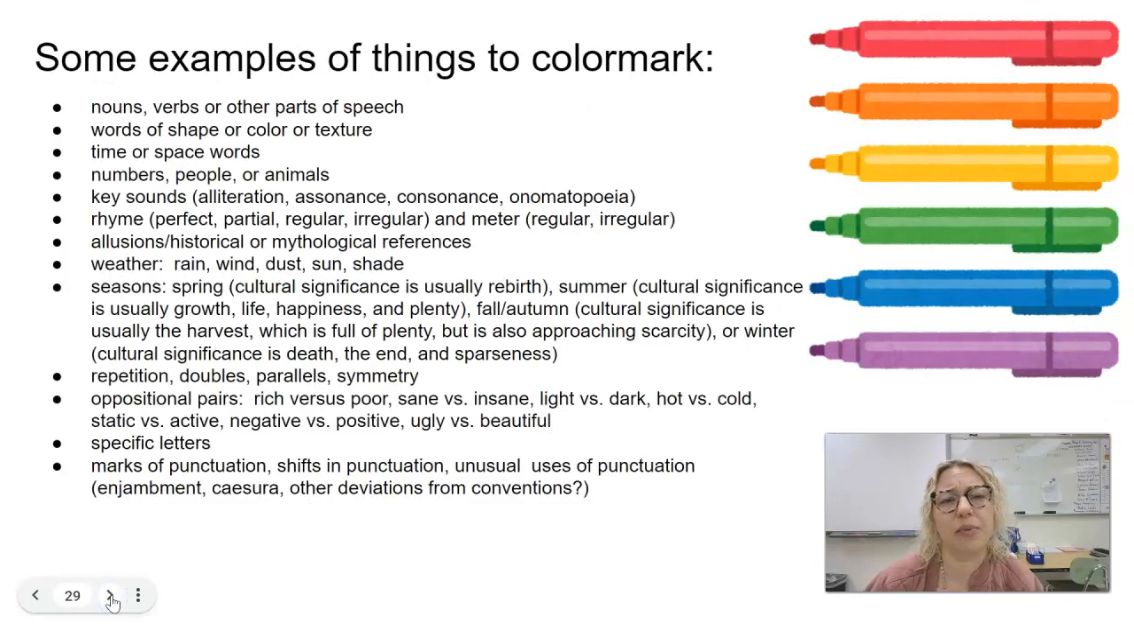All right, some examples of things to color mark might be parts of speech. This is a favorite one of mine. I love to trace all of the verbs. That's something I always do when I start reading a new text. How about words of shape or color or texture, time or space words? All of these are good things to trace and things that we've been talking about throughout.